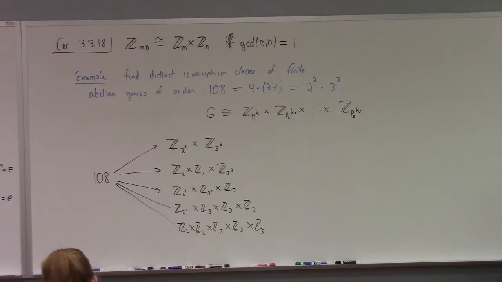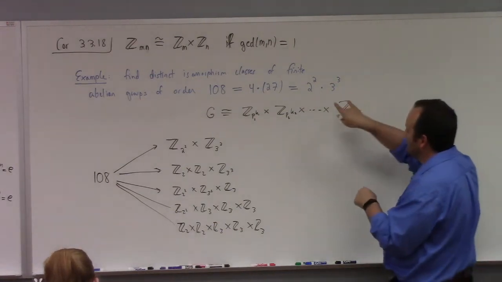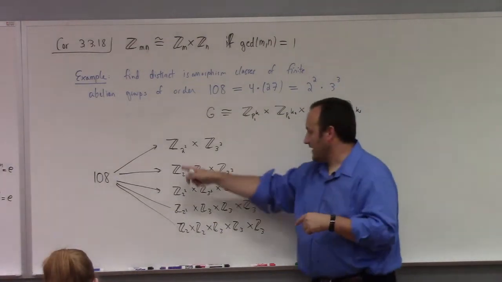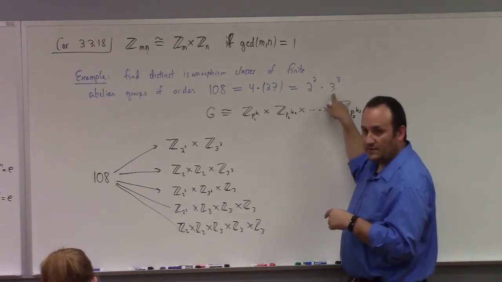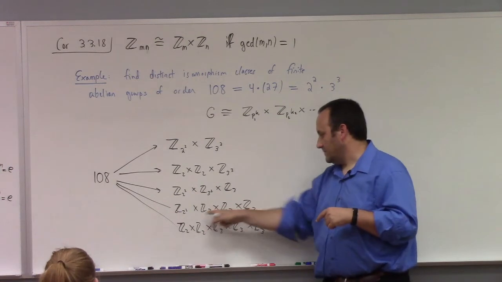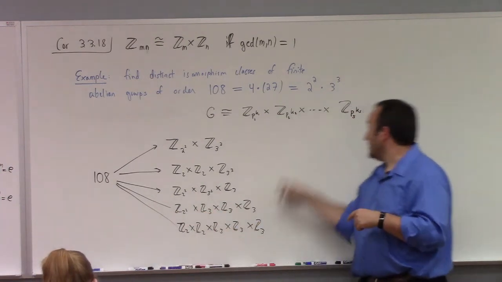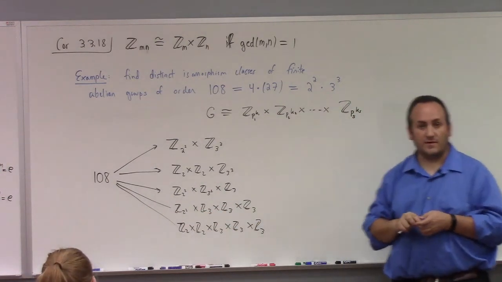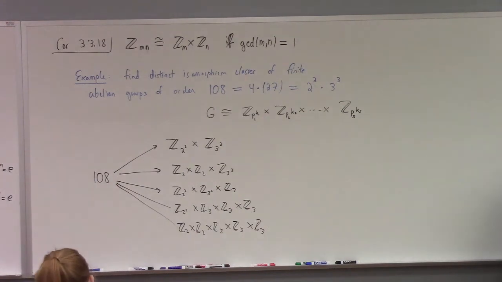Like if you look at 2 to the 2 times 3 to the 3, these are the distinct ways you can factor those products of primes as products of prime powers. I mean, this is the distinct number of ways you can multiply these numbers together and get 2 to the 2 times 3 to the 3, right? If you multiply these guys, you get back to those. And there's no other possible way to factor it. Am I right?